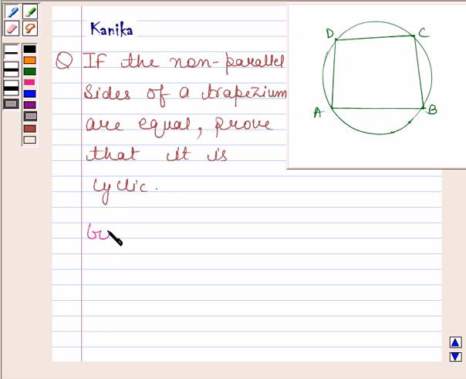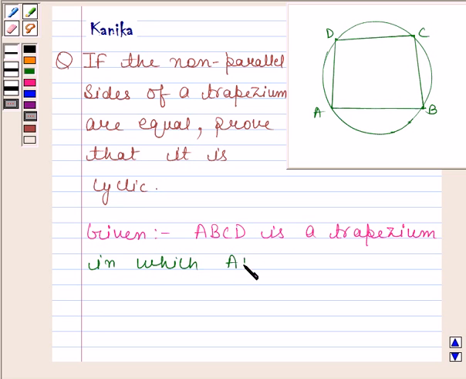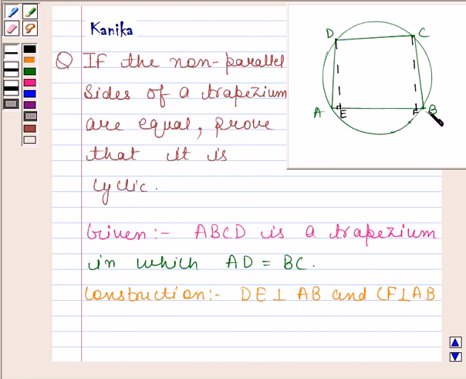Let's first write down the given information. We are given that ABCD is a trapezium in which non-parallel sides, that is AD and BC, are equal. Now, we will construct a line DE perpendicular to AB and CF perpendicular to AB. We have drawn DE perpendicular to AB and CF perpendicular to AB, and we have to prove that ABCD is a cyclic trapezium.